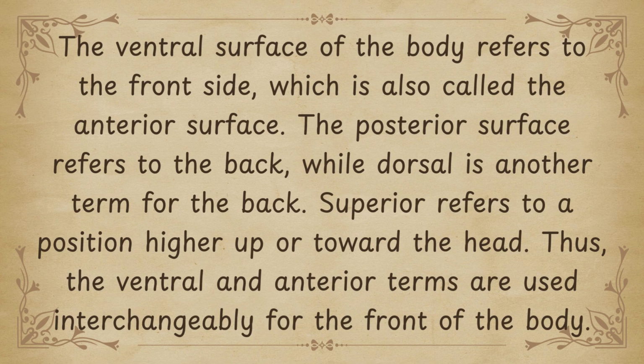The ventral surface of the body refers to the front side, which is also called the anterior surface. The posterior surface refers to the back, while dorsal is another term for the back. Superior refers to a position higher up or toward the head. Thus, the ventral and anterior terms are used interchangeably for the front of the body.